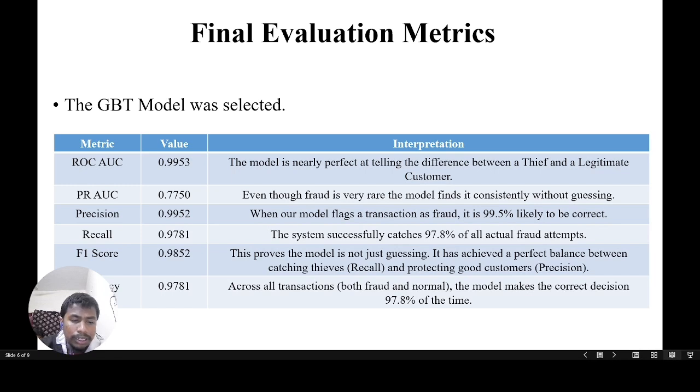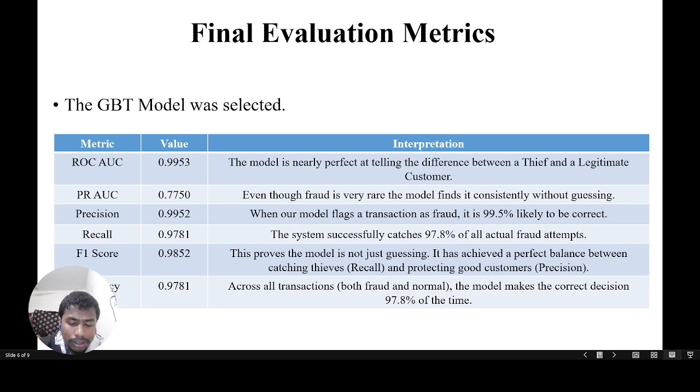It means when our model flags a transaction as fraud, it is 99.5% likely to be correct. The recall is 0.9781, which means the system successfully catches 97.8% of all actual fraud attempts. The F1 score is 0.9852. This shows the model is not just guessing; it has achieved a perfect balance between catching thieves and protecting good customers. The overall accuracy of the model is 0.9701. It means across all transactions, both fraud and normal, the model makes the correct decision 97.8% of the time.